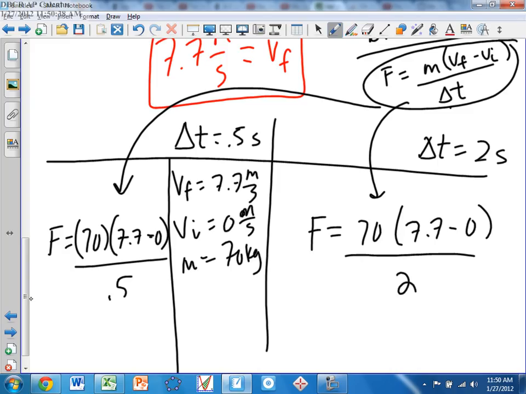What do we got for both? Go ahead, John. I got 1,078 for the first, and the next one I got 269.5, which happens to be a quarter of that if you do the math. Let's figure out why.